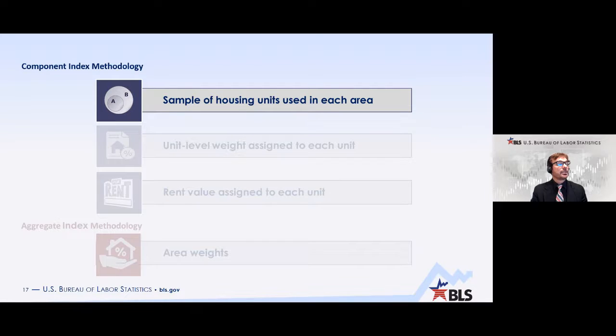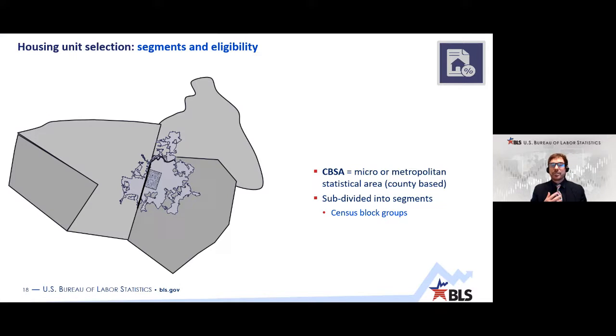We'll start with the sample of housing units used in each area. I just want to walk you through how we arrive at that sample and why they differ for OER and rent. So we'll start with a hypothetical city or CBSA. They're county-based. So here's an example one with 4 counties. You can see the urban area in the center with its suburbs shaded in a different color. It's typical of what these metropolitan areas look like. The first thing we do is divide that entire geographic area into what we call segments. Loosely, you can call them neighborhoods. Technically, they're census block groups, which is the lowest geographic unit that the Census Bureau compiles and publishes socioeconomic and demographic data for. And we classify all of these neighborhoods into 3 basic types.